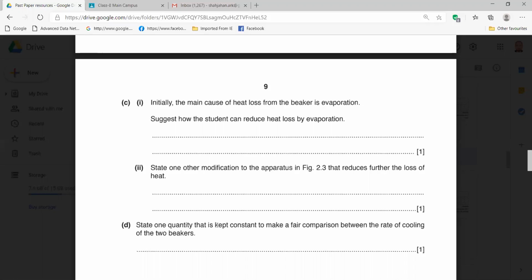What will you keep constant? The room temperature should be constant. Right, this is one thing. Then the volume of water should be constant. If you are taking different volumes, there will be a difference. You choose only one, though there are many. So the volume of water or the room temperature should be constant.